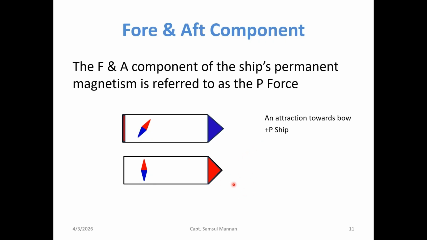Whereas during construction, if the ship creates a red pole on the forward, that ship's compass needle will be deflected by that red pole and attracted by the blue pole of the aft, and it will feel an attraction towards astern. We call it a minus P ship, right? In that way, we can categorize two different types of P force.